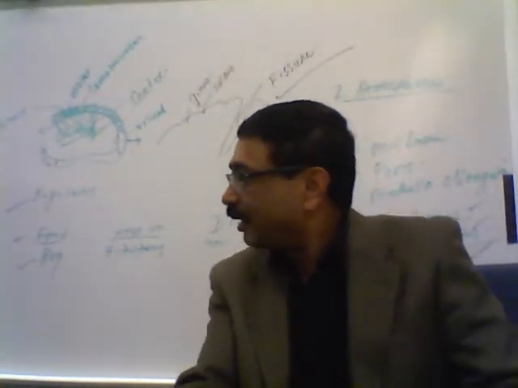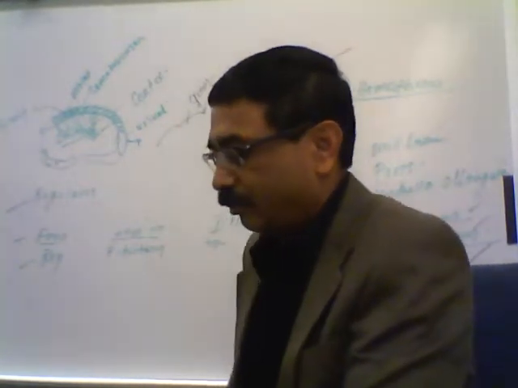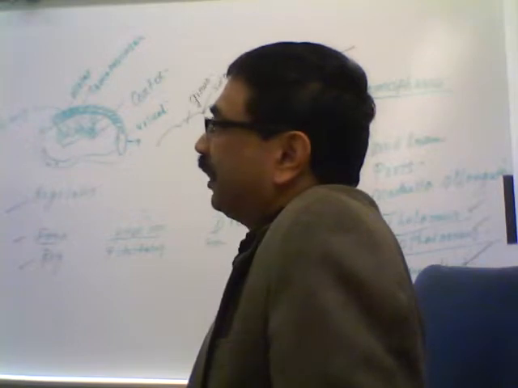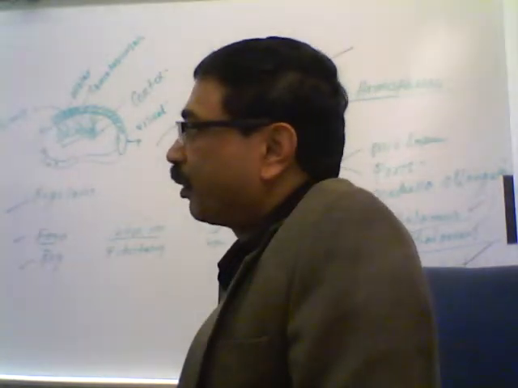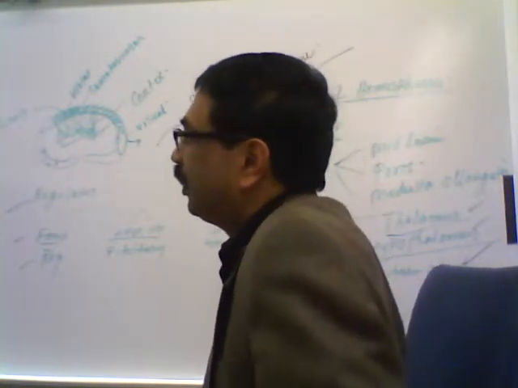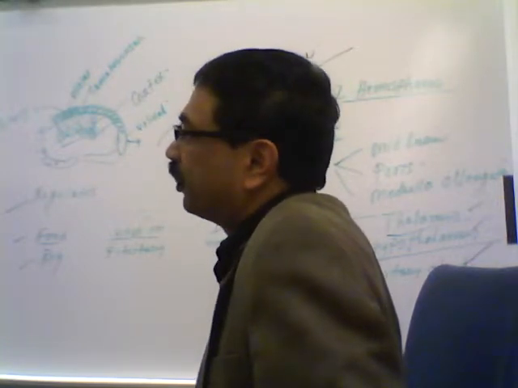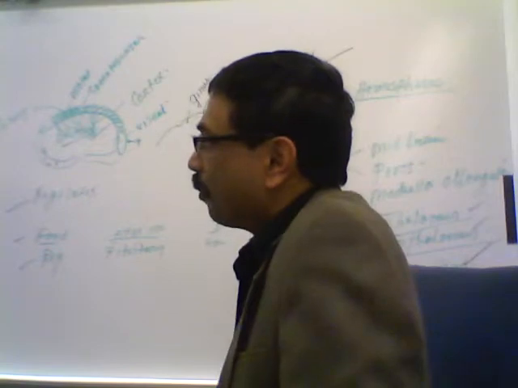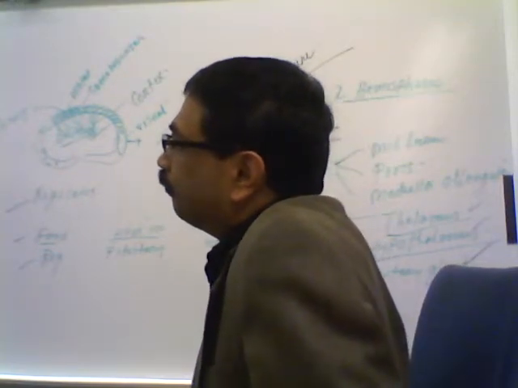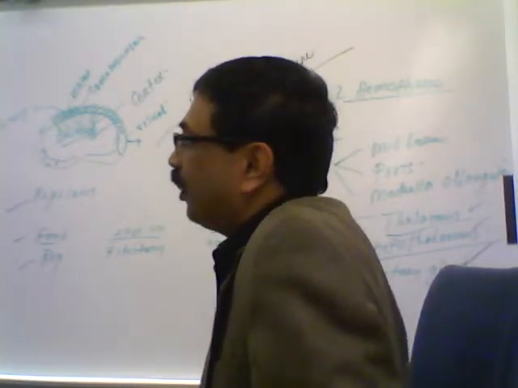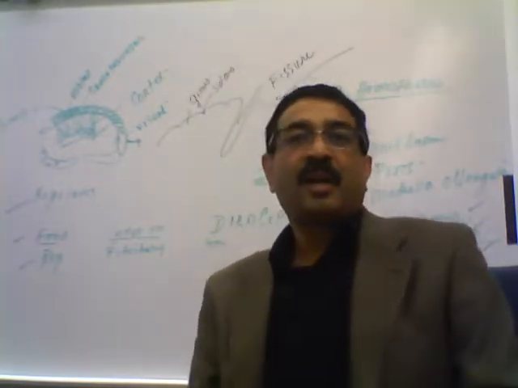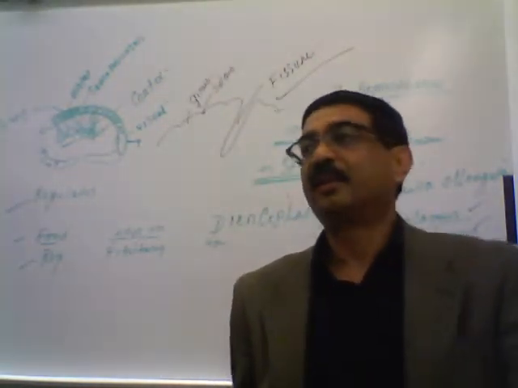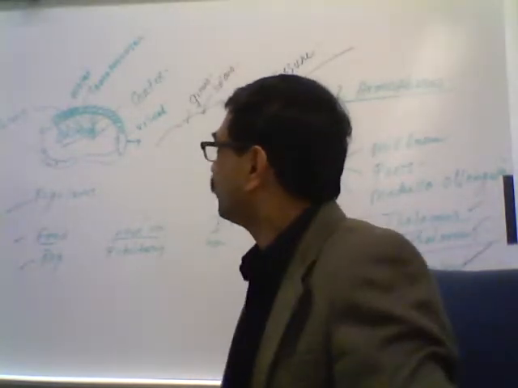Insula is in the inner part of the cerebrum, and a part of it is in the frontal cortex, part of it is in the temporal cortex. So we won't consider that as a separate lobe. Now, what are the important functional areas you have in the cerebral cortex?